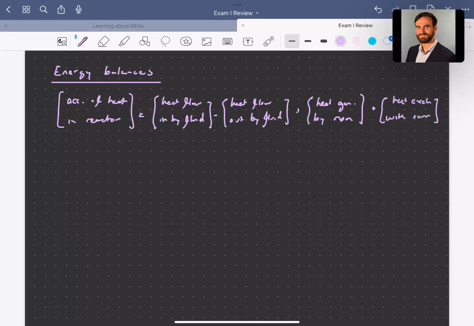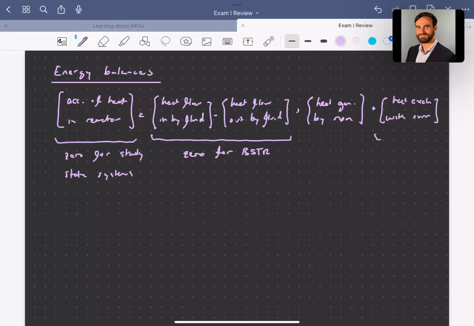Okay, so say which terms are going to be zero. So this accumulation of heat is going to be zero for steady state systems. These flow terms, so fluid going in and out of our system, are going to be zero for our batch stirred tank reactor. And this heat exchange with surrounding is going to be zero for adiabatic systems, so if there's no exchange with the reactor environment.